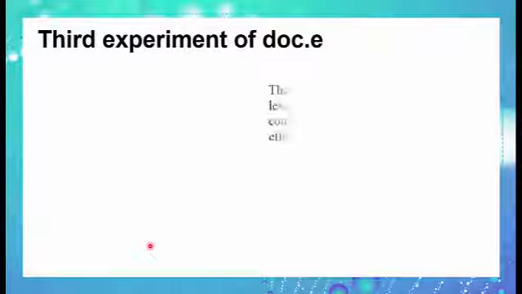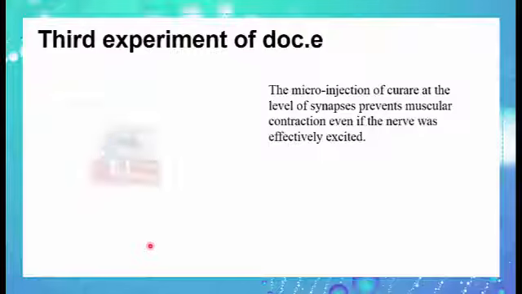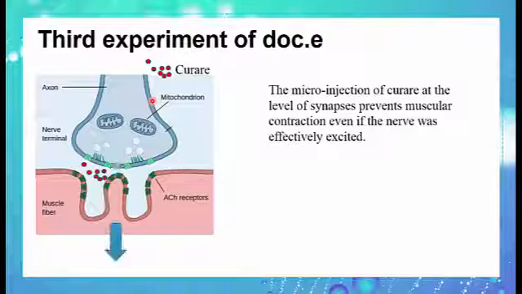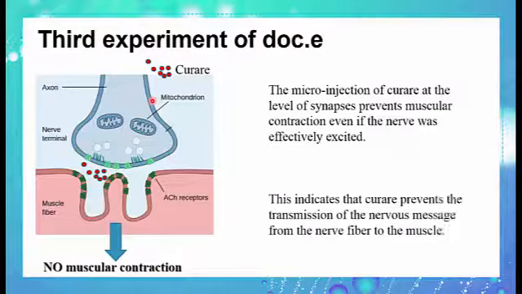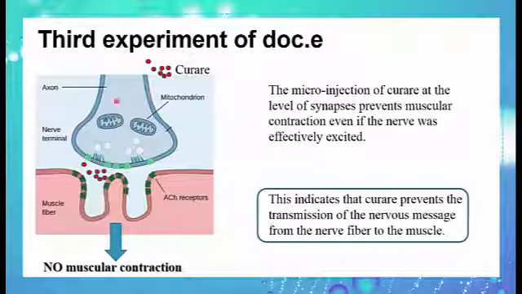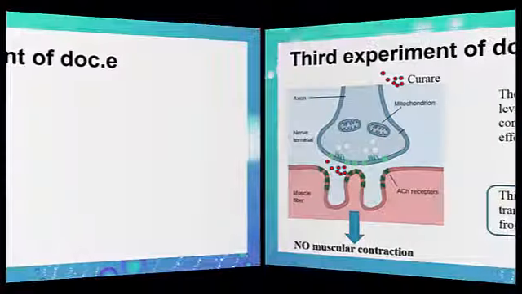Now we have to interpret the third experiment. The microinjection of curare, not of acetylcholine like the first and the second one, at the level of synapses, prevents muscular contractions. So when we inject curare instead of acetylcholine, the muscles will not contract even if the nerve was effectively excited. So this indicates that curare prevents the transmission of the nervous message from the nerve fiber to the muscle.